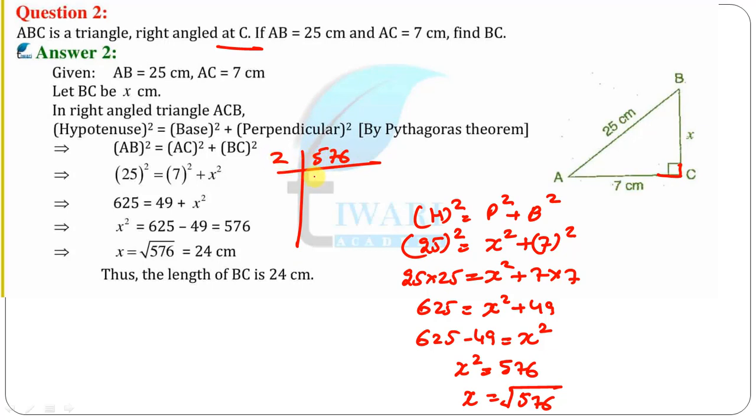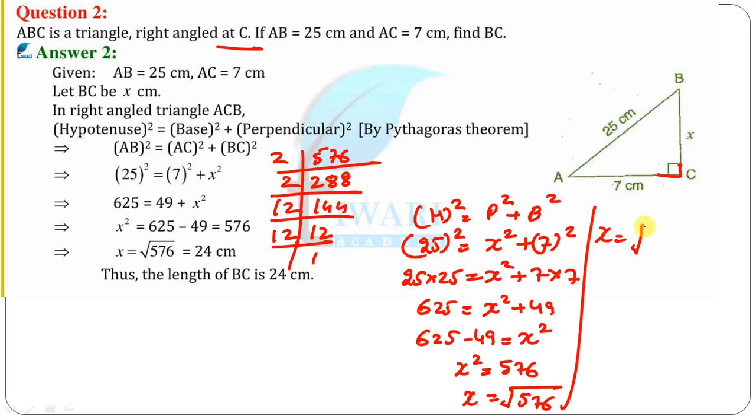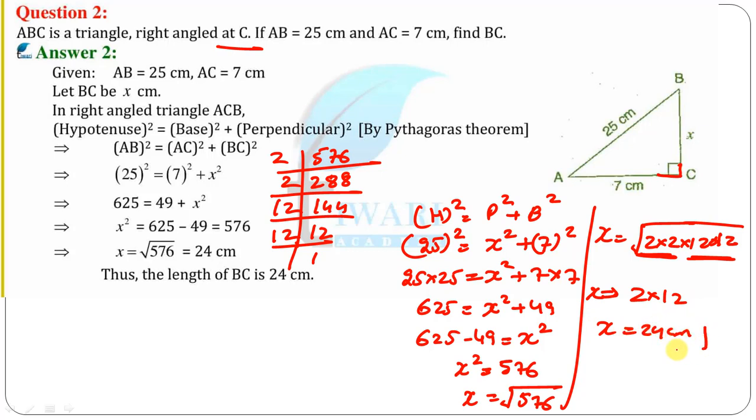576. First it goes by 2: 288, 144, 72, 36, 18, 9, then 12, 12 again, then 1. So x can be written as the square root of 576, which is 2 into 2 into 12 into 12. Again we form pairs, a pair of 2 and a pair of 12. So the value of x will become 2 into 12, that is x is equal to 24 centimeter. So the perpendicular is 24 centimeter. That is your answer.